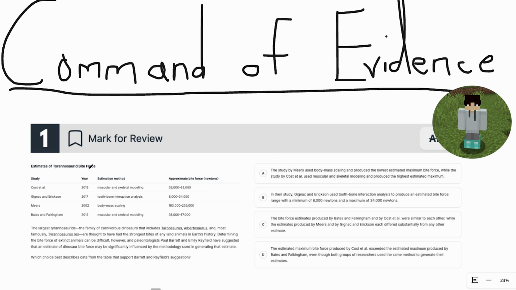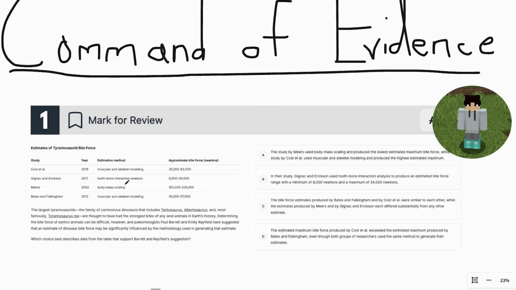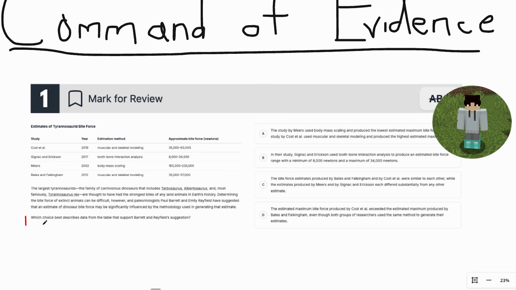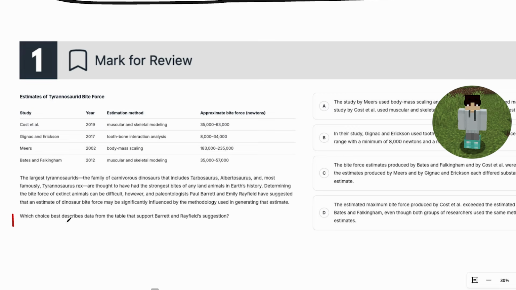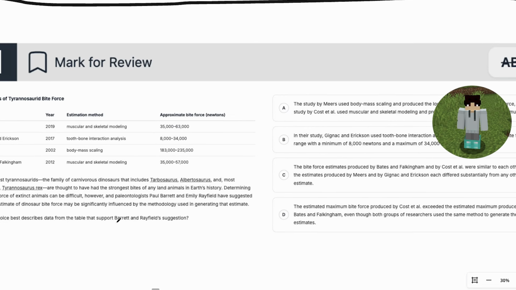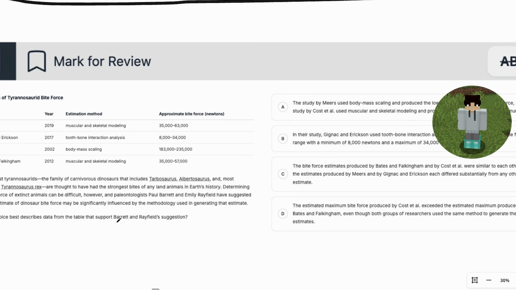How does this apply to command of evidence problems, problems where you get given some kind of graph or table or chart? Well, basically you do the exact same thing. First, read the question. Which choice best describes data from the table that supports Barrett and Rayfield's suggestion? Okay, so we're looking for Barrett and Rayfield's suggestion.